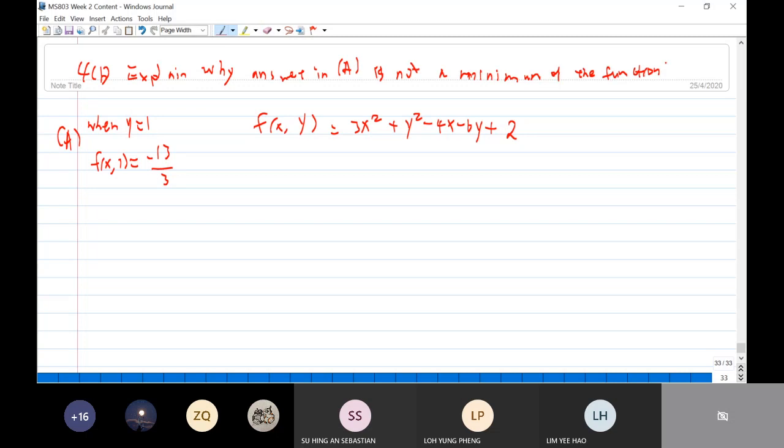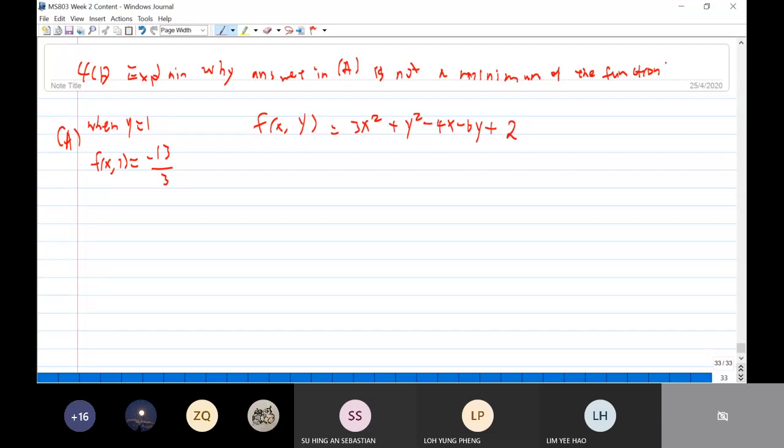Okay, all you need to do is to figure out an x and y. That will give you a number less than minus 13/3. Then you show that the answer in part A is not the actual minimal, because there is a minimal for y equal to 1 only. For y equal to 1, you get minus 13/3 as a minimal.